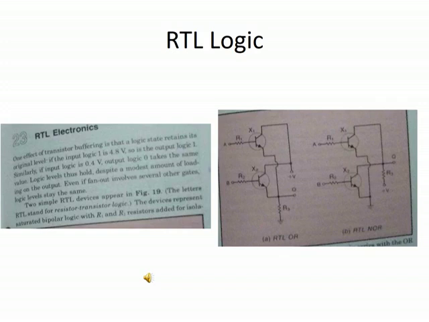Transistor H1, H2 and resistor R2 make up the RTL logic electronic device. Next, it is the same as the diode transistor logic.